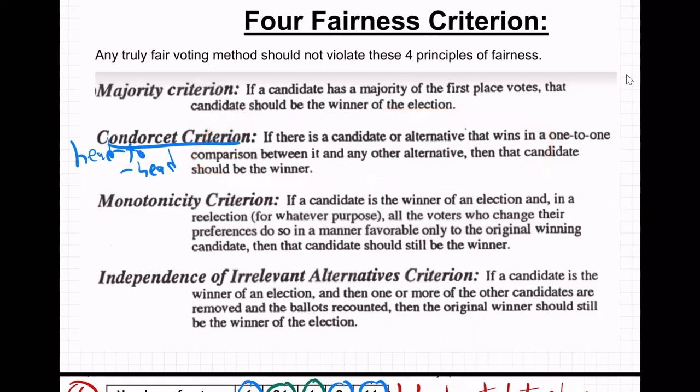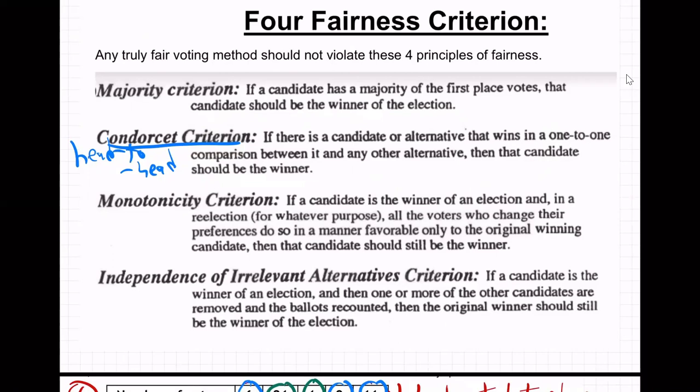Remember, these are fairness criteria. Don't confuse these with voting methods. So we have 4 ways to do the vote, and then we have 4 ideas of what should be fair. See those different things? 4 ways of doing the vote, right? Plurality, Borda count, plurality with elimination. We're going to get one more in a bit called pairwise comparisons. And then we have 4 ideas of fairness called fairness criteria. And here they are. There's majority, Condorcet, monotonicity, and independence of irrelevant alternatives. We'll get to all those. Condorcet says if anybody wins 1-to-1, they should win.